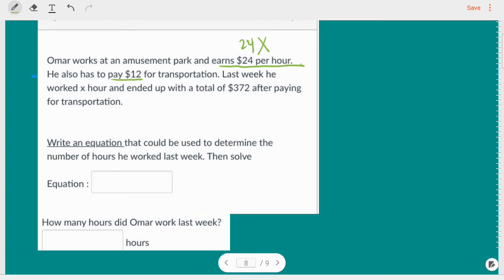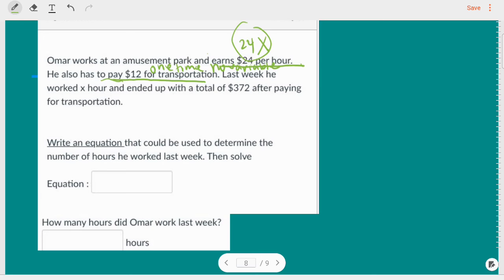He has to pay $12 for transportation. Hey, that's a one-time fee. One time, no variable. Now, before I get too far, I need to think about this. Does 12 add to how much he has? Or does it take away from how much he earns? Hey, well, he earns this much, and then he has to pay this much.